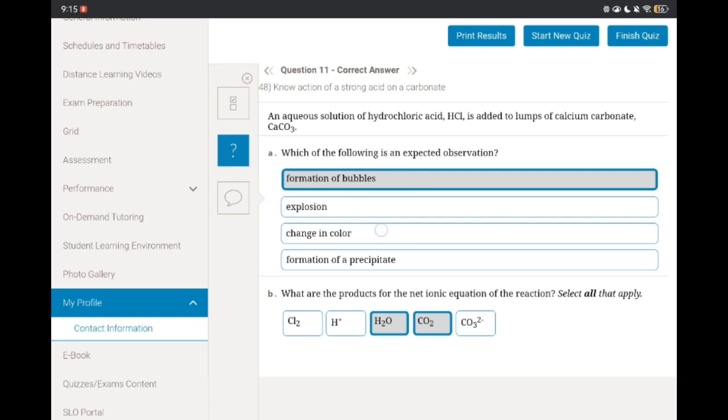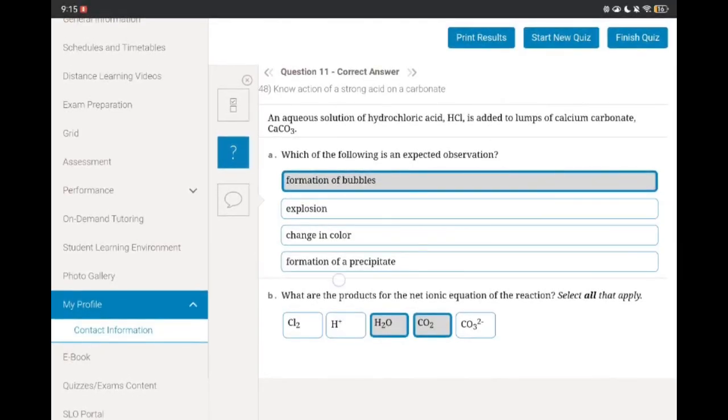Maybe a change in color, still probably not. Formation of a precipitate, no, because Ca with Cl. Remember, halides are soluble with everything except for silver, copper, and lead. This isn't any of them, so you're not gonna get a precipitate. And H goes with anything, so it's still not a precipitate. You're gonna get water and a salt, and the salt here is soluble, so no precipitate.